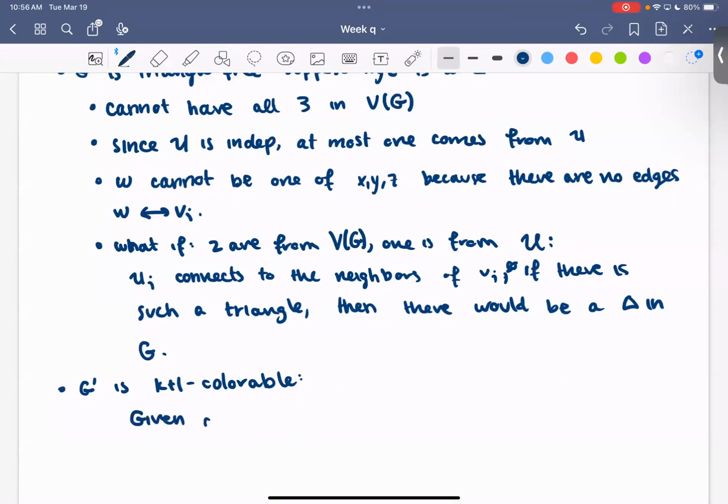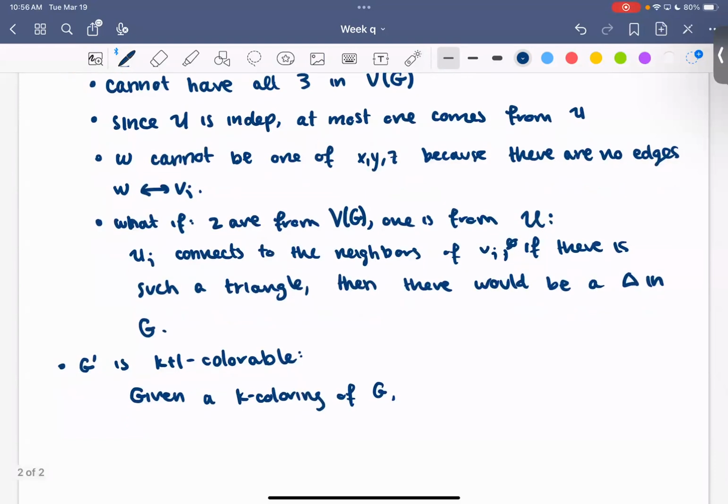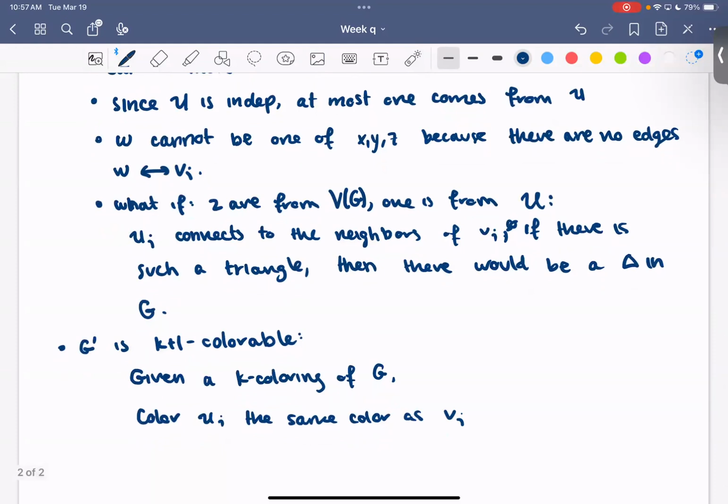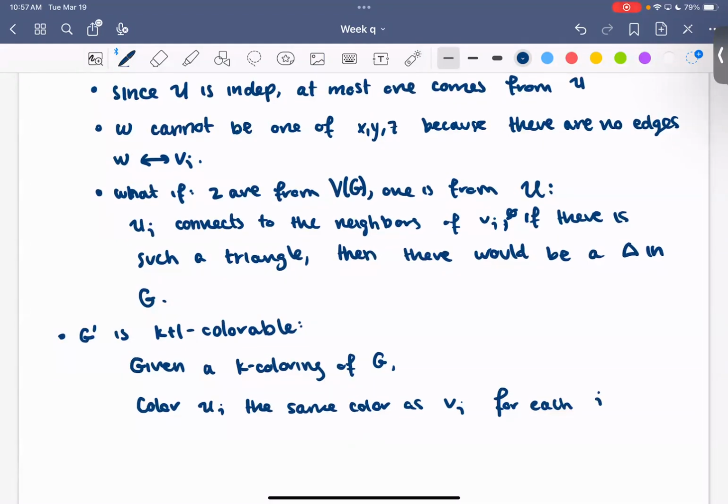So given a K coloring of G, I'll color U sub I the same color as V sub I. That should be fine because we already know that the edges from V sub I to its neighbors are good. The endpoints of those edges will have different colors. So coloring U sub I, which has the same neighbors as V sub I, will work out. So we'll color U sub I the same color as V sub I for each I, and then color W the remaining K plus 1th color.